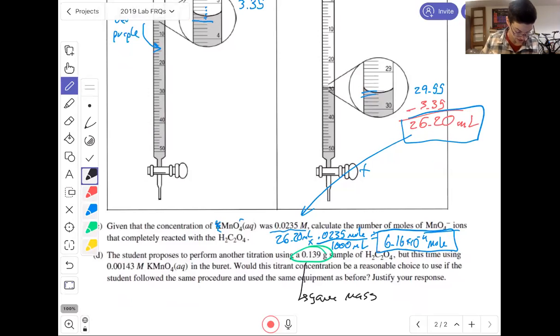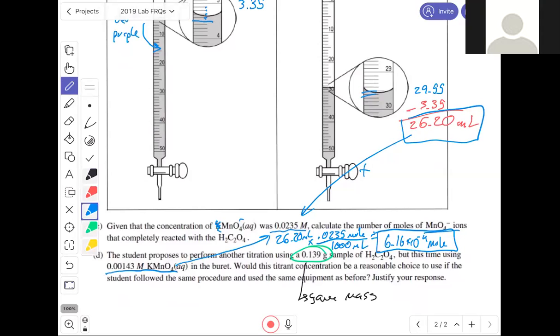But this time using that concentration. How does that concentration compare to that concentration? It's smaller. How much smaller? Is it like half as much? It's a little bit more than half as much. Can you just subtract it to find out? No, you should divide it to find out. Okay, right. Thank you, math teacher.